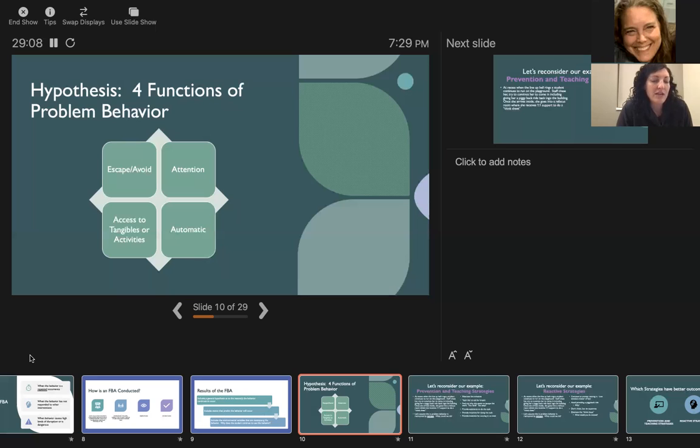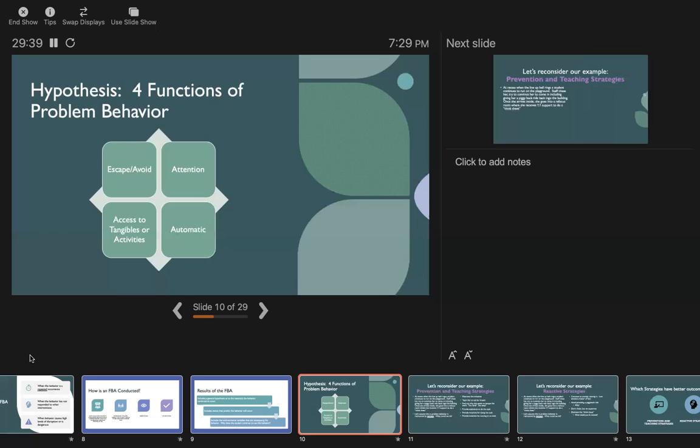Access to tangibles or activities. Some students may engage in problem behavior because it gets them access to a refocus room, or even a device, like, I need you to just calm down. I'm working with so-and-so, I'll be right there. So with the problem behavior, we're just trying to make it stop, but we're providing a tablet for the student to play on for a minute. And that's actually what they're after.